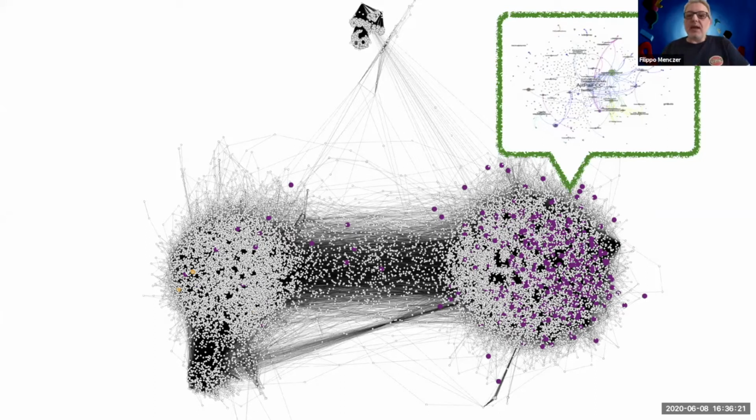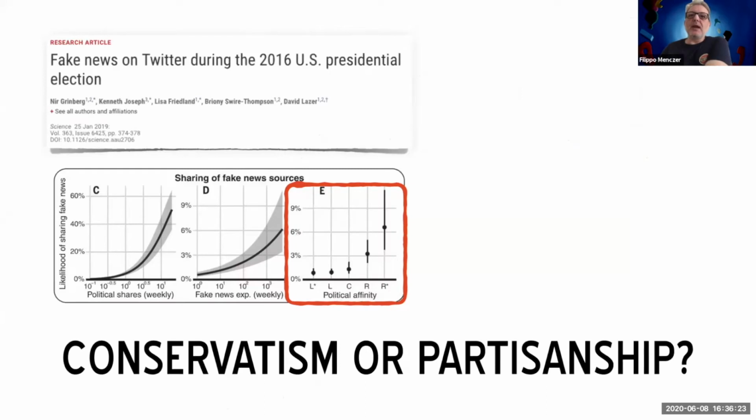Now, in this particular case, we see that the target was conservative accounts. And in fact, several studies, including this one in Science, have shown that during the 2016 elections, there was a significant correlation between the likelihood of sharing fake news or links to low credibility sources and conservative political partisanship. As you can see in the highlighted plot here, more conservative people were more likely to share fake news. This was based on a sample where Twitter accounts were correlated with actual voting records.